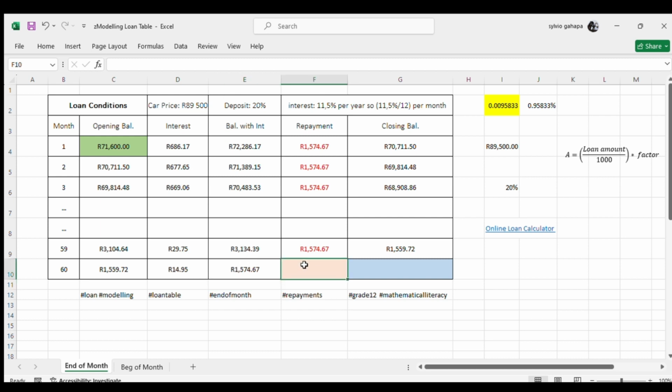So we just happen to be lucky here that it's exactly the same amount, so it's going to be 1,574.67. Therefore the balance at the end will be that minus this, which gives us our zero.